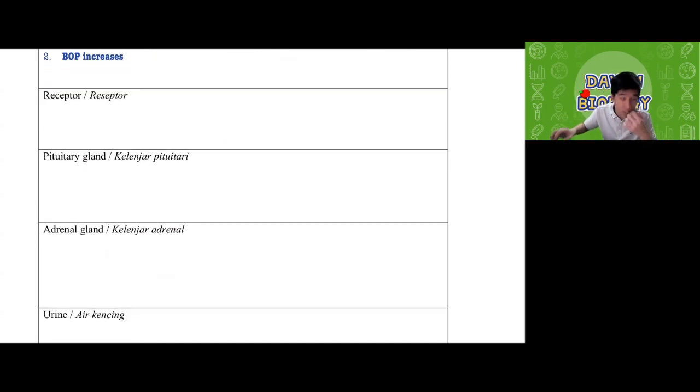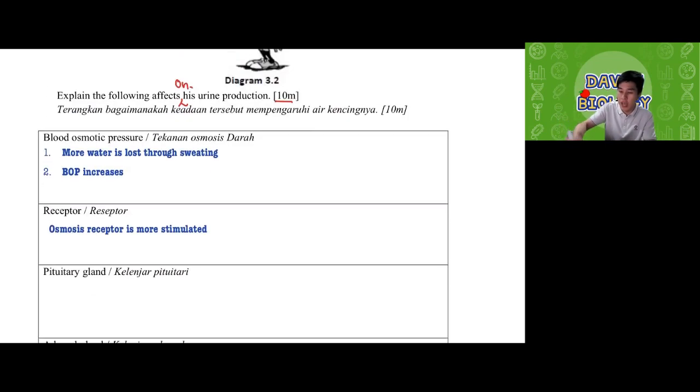Right, next. So what is the receptor that detects your blood osmotic pressure? Your osmoreceptor, right? So therefore, osmoreceptor is more stimulated. So just follow the receptor, just follow the blood osmotic pressure arrow.